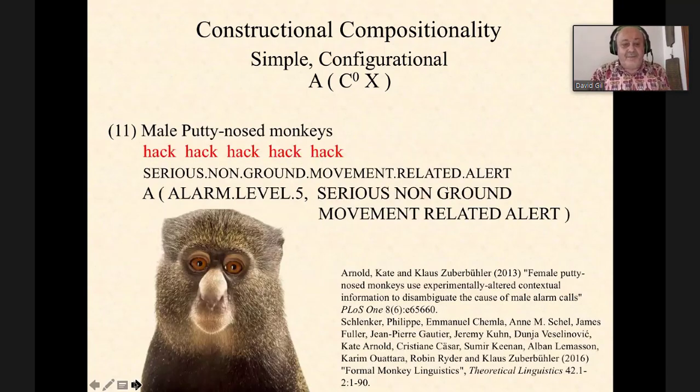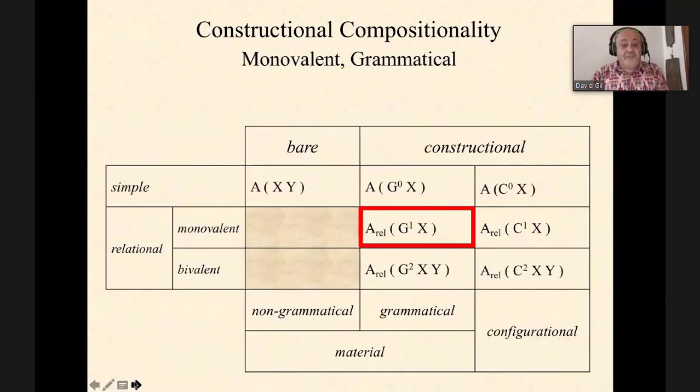And we have something very similar amongst male putty-nosed monkeys. As described here, the more hacks you hear, the higher the alarm level is. So with 5 hacks, you get alarm level 5. And hack itself means serious non-ground movement related alert. So these two meanings, the configurational meaning and the lexical meaning, combine to yield simple configurational meaning. And this looks just like the boatman on the pier in Indonesia. It's basically the same thing. And it's very straightforward.